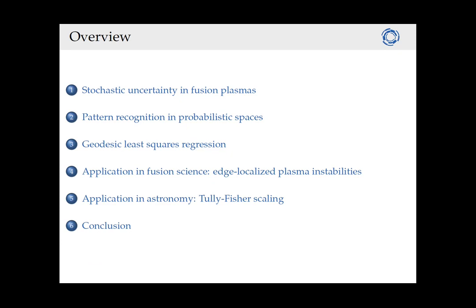This is an overview of the talk. I will very briefly introduce the importance of stochastic uncertainty in fusion plasmas, and I will then come to the main topic of the talk, which is pattern recognition in probabilistic spaces. I will not, of course, discuss all of pattern recognition applications. I single out one, which is regression analysis, specifically a regression method which we have been working on in my lab for several years now. It's a very robust and simple regression method called geodesic least squares regression.